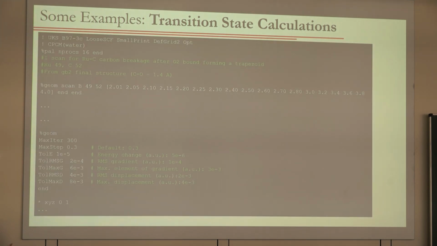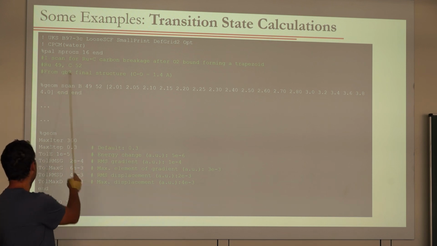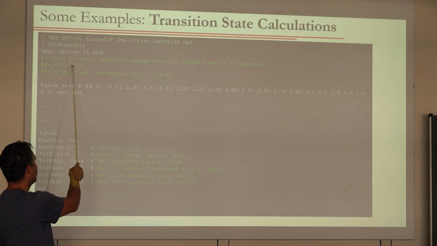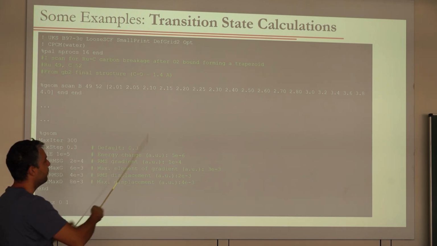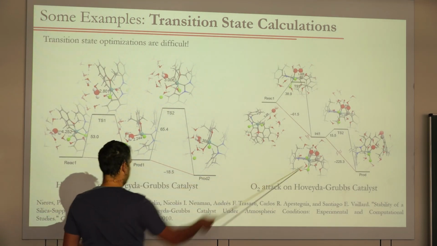What I do is a scan first. I start with, for example, I draw the molecules and stuff like that, and I know that ruthenium is atom number 49, the carbon that I want is 52, so I'm going to do a scan for breaking that bond on the last step here.